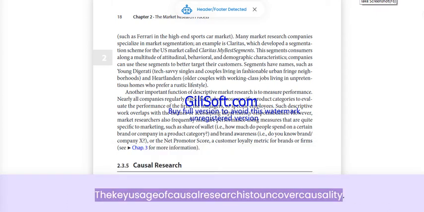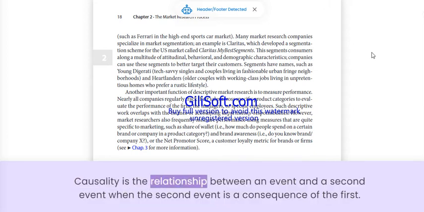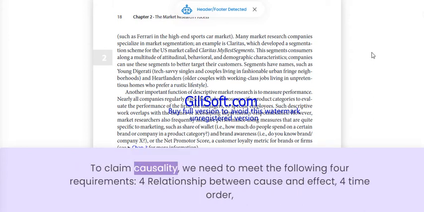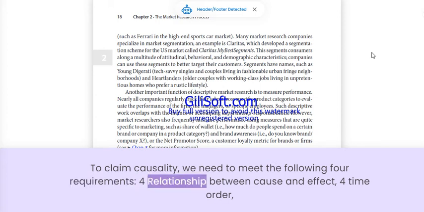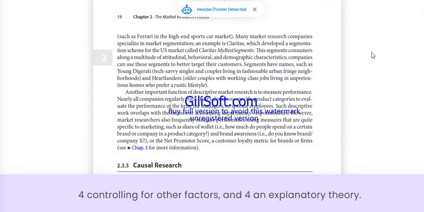The key usage of causal research is to uncover causality. Causality is the relationship between an event and a second event when the second event is a consequence of the first. To claim causality, we need to meet the following four requirements: a relationship between cause and effect, time order, controlling for other factors, and an explanatory theory.